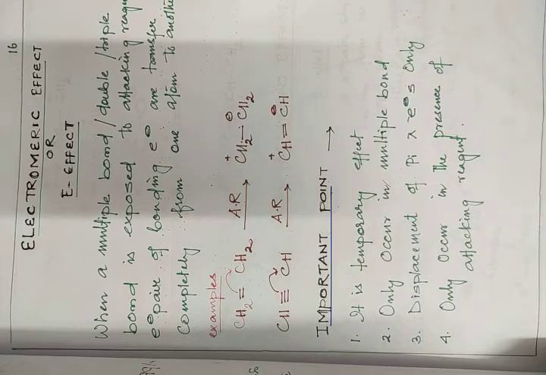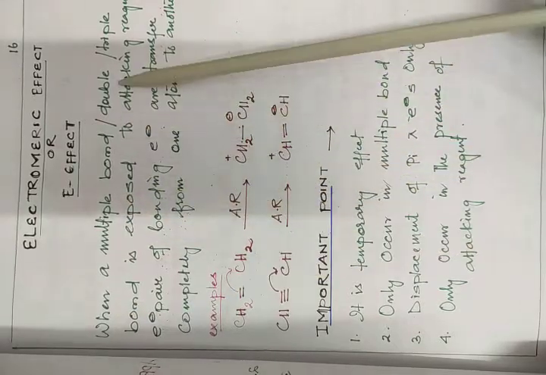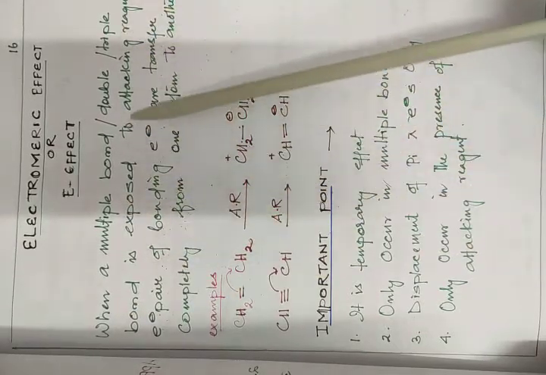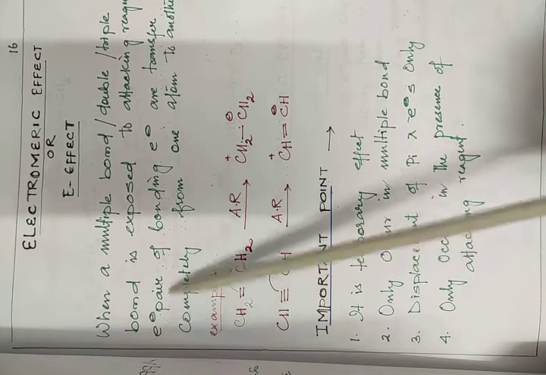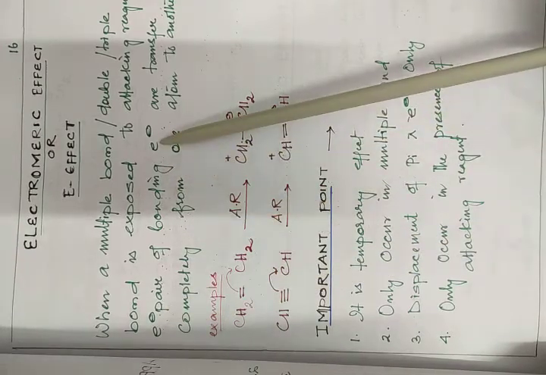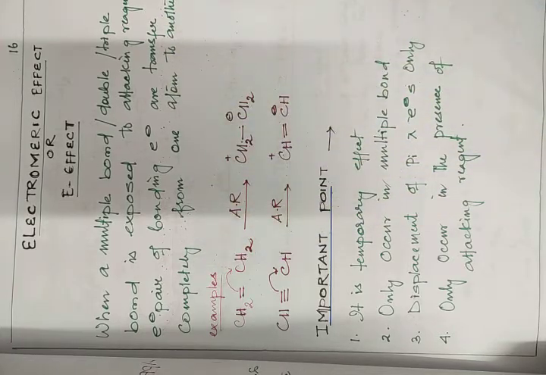So the electromeric effect is represented as the E effect. When a multiple bond, a double bond or triple bond, is exposed to an attacking reagent, the electron pairs of the bond, or bonding electrons, are transferred completely from one atom to the other.